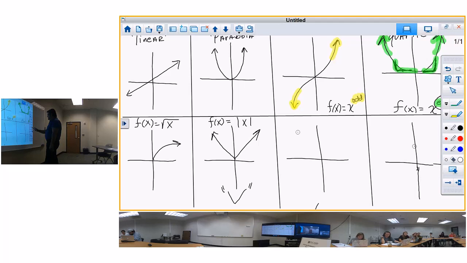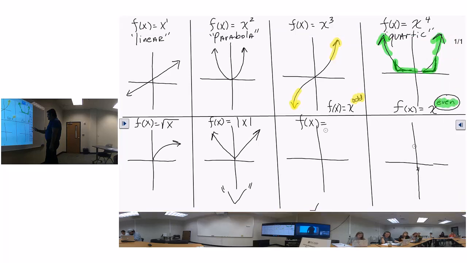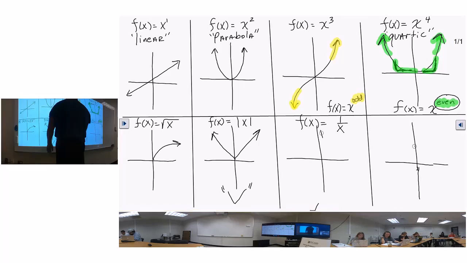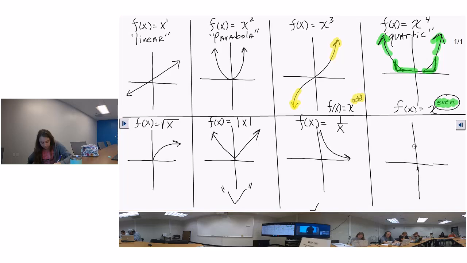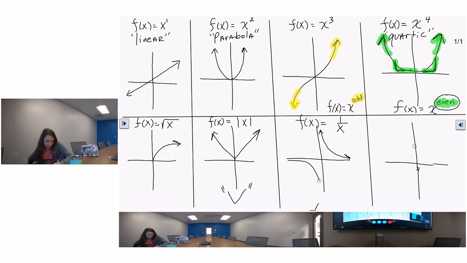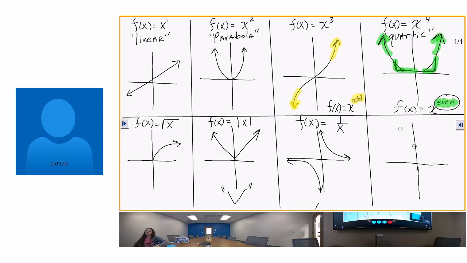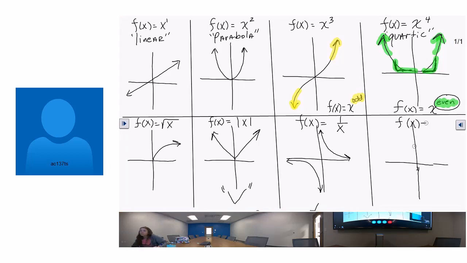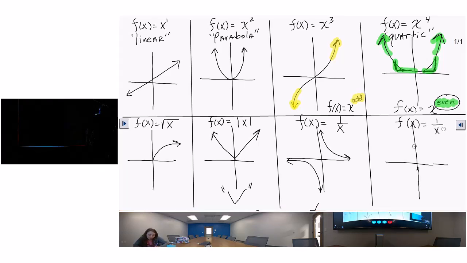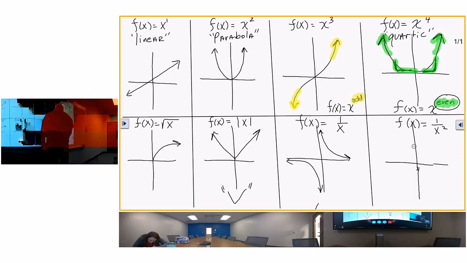F of x is equal to 1 over x, half a volcano. What do you mean, half a volcano? Well, look at f of x is equal to 1 over x squared. If 1 over x is half a volcano, what's 1 over x squared? It looks like a volcano.